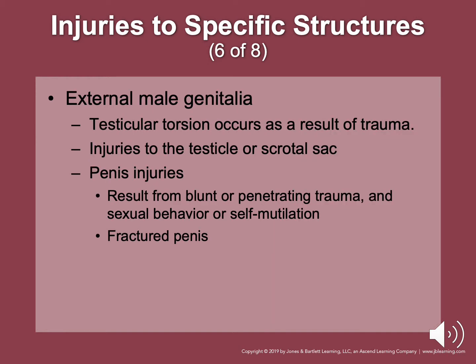So, the external male genitalia: testicular torsion occurs as a result of trauma. Penis injuries may result from blunt or penetrating trauma, sexual behavior, or self-mutilation. So you can have loss of fertility. Also, the penis may fracture while it's erect, and the partner may bend it too far.